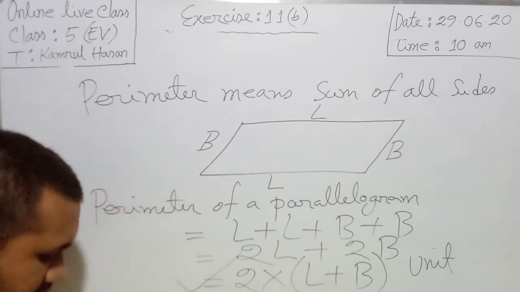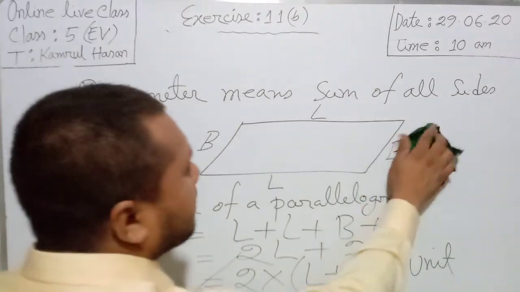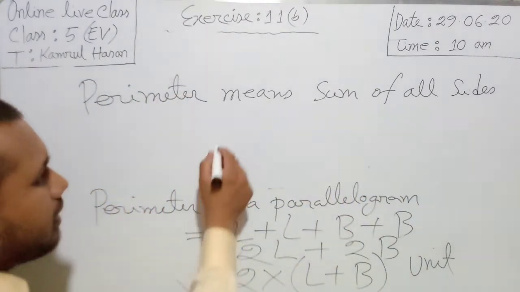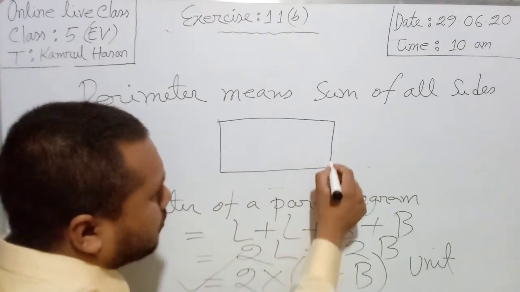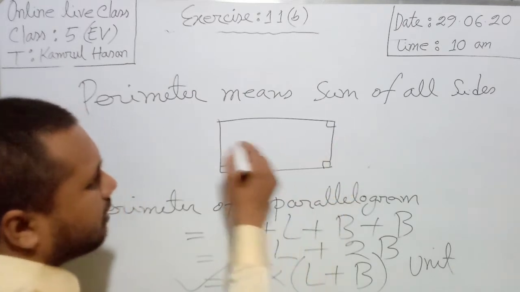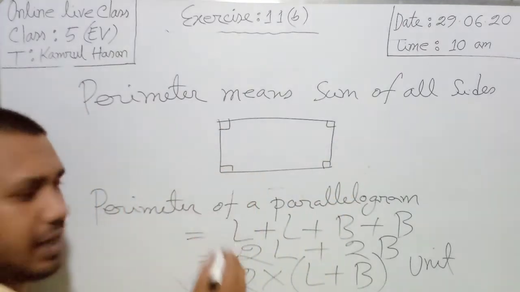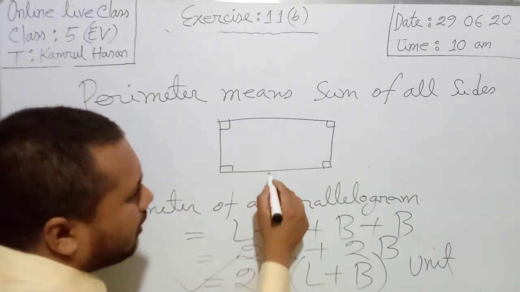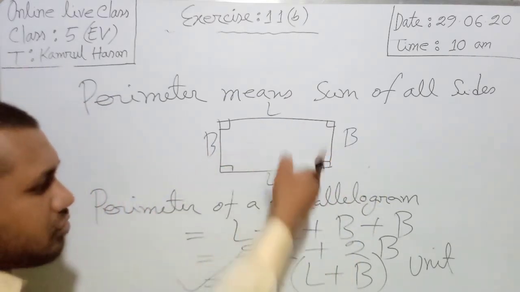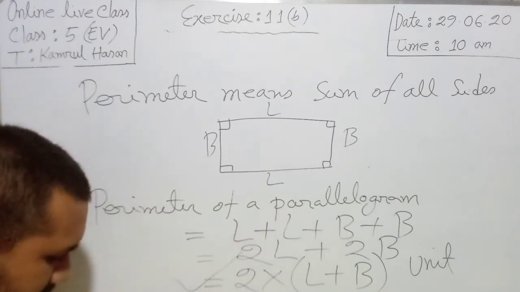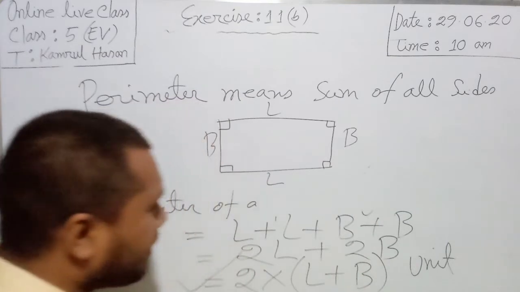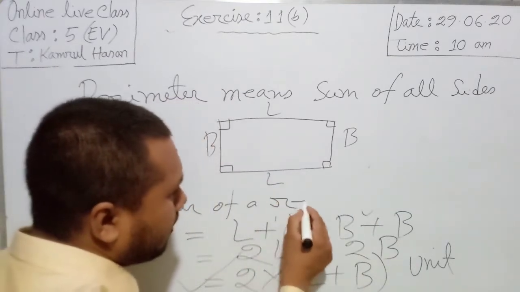Now dear students, this is a parallelogram, but if we discuss a rectangle, look, suppose this is a rectangle. This is 90 degree, this is 90 degree, this is 90 degree, and this is 90 degree, a right angle. So this is a rectangle. Now look, this is length, breadth and breadth. So same thing. If we say perimeter of a parallelogram, now if we say perimeter of a rectangle, then what will be it?